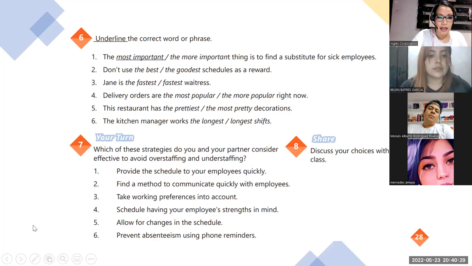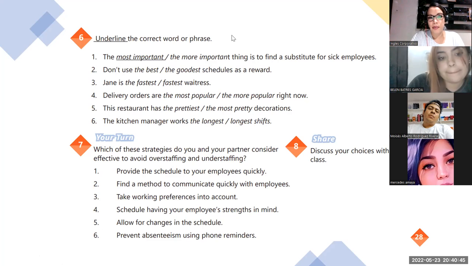Okay. And this exercise is on page 28 of your material. But we have it here in the presentation. And we have to underline the correct word or phrase in exercise number 6. I will give you a couple of minutes for you to do that. It can be in your notebook, and then we're going to check.